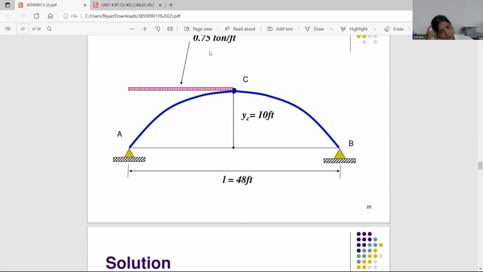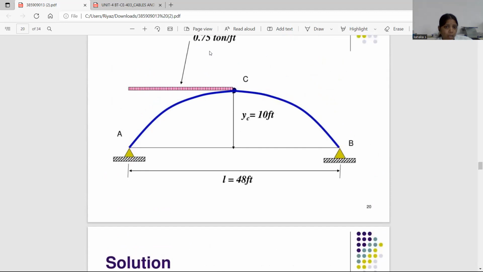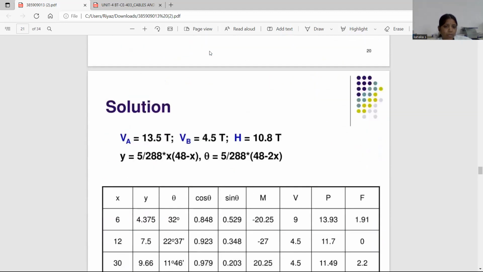So 0.75 into 28 into 24 into 24 divided by 2. So find out the value of VB. So VB equal to 4.510. So next one, vertical force is equal to 0. So vertical force VA plus VB equal to 0.75 into 24. So find out the value of VA equal to 13.510.